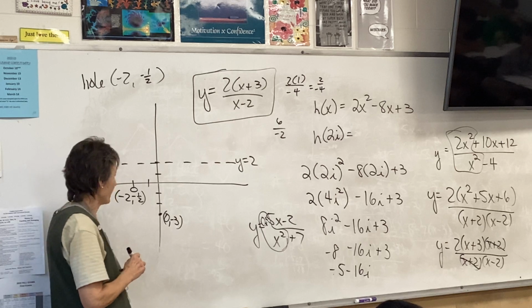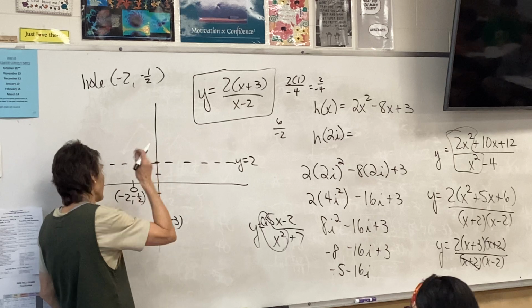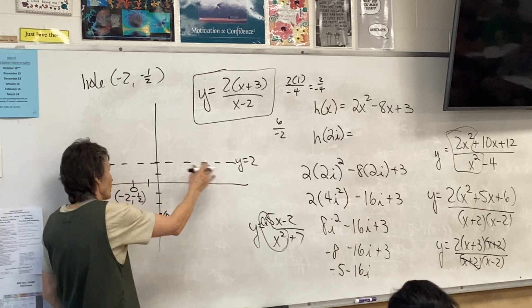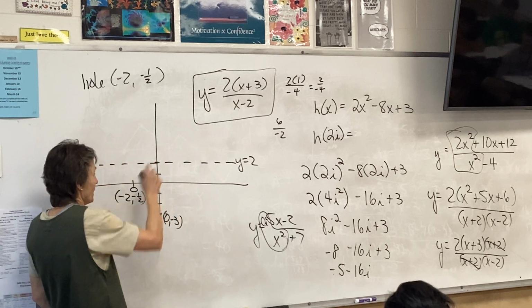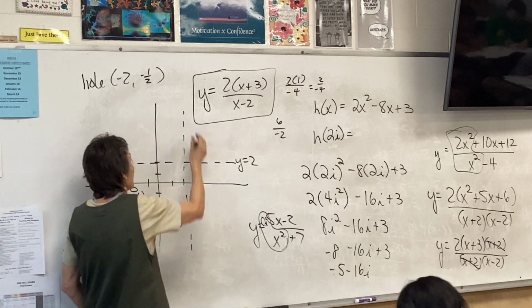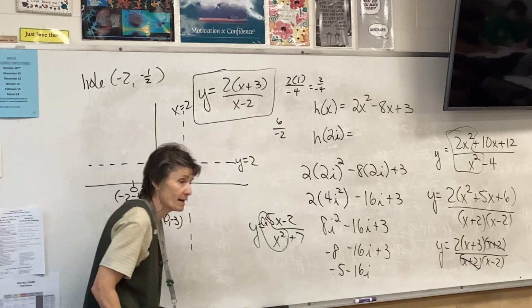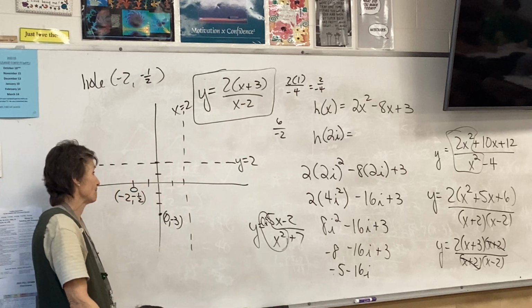All right, so what else do I know? I need all my asymptotes here. I found, or somebody found, the horizontal asymptote. Where's the vertical asymptote? 2. It is also at 2, but I'm going to be real careful and label that as a line, x equals 2.